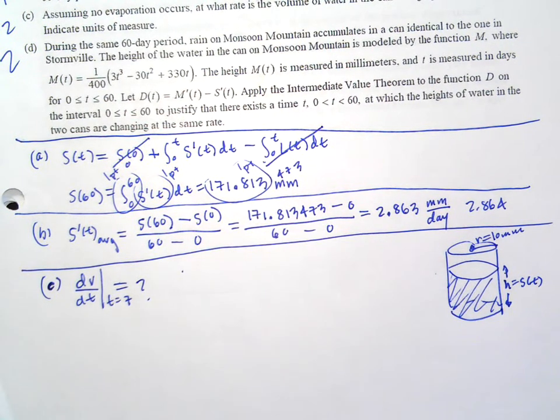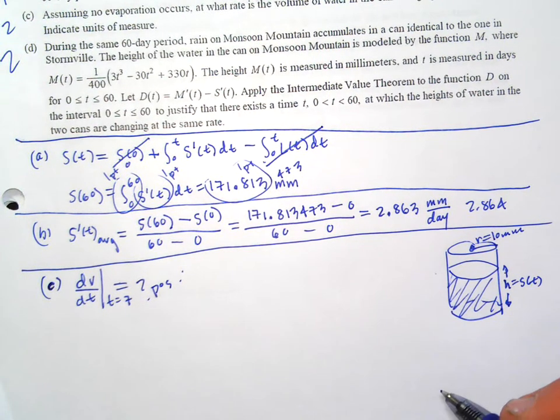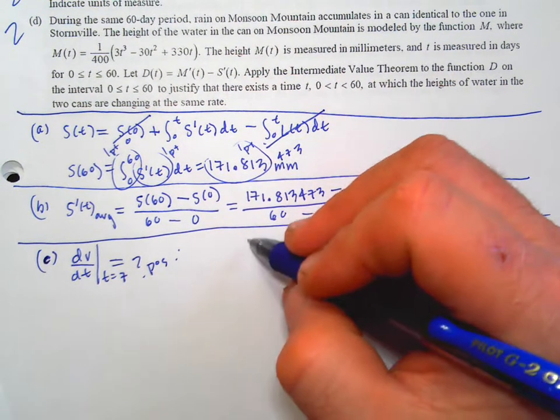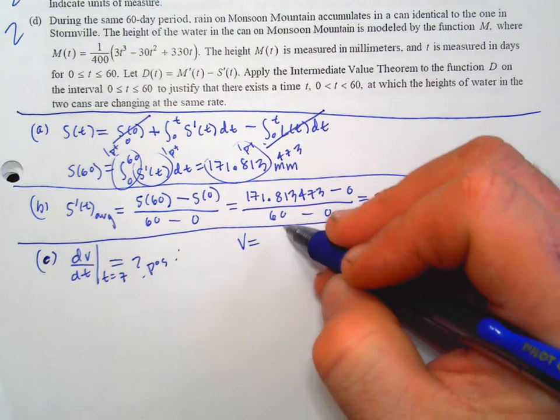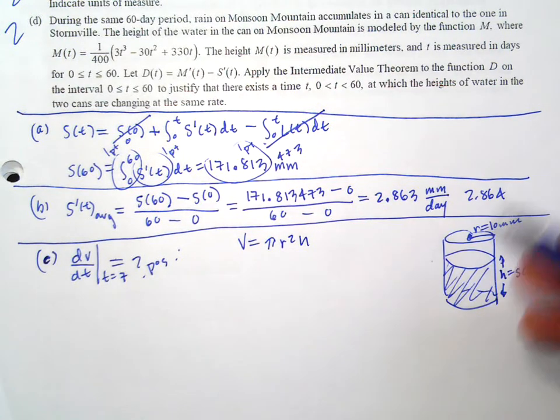It says, assuming what's the rate at which the volume of water is changing at t equals 7? It should be positive, I think, right? I think we're just gaining rain and there's no evaporation, so I'm assuming the model reflects that. So the volume is pi r squared times the height, right? The volume of a cylinder, you guys should know that, circle times the height.